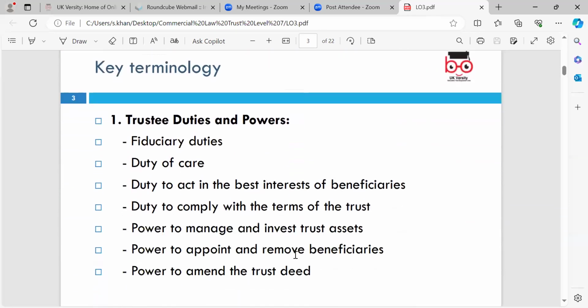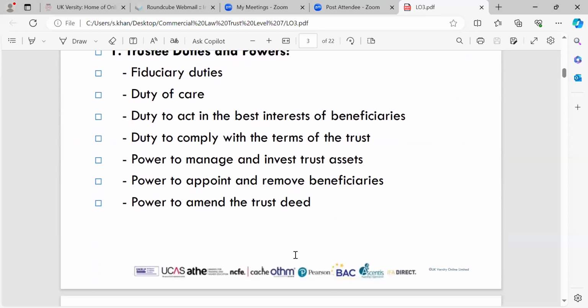Key terminology, so we looked at trustees, duties, and powers, fiduciary duties, duty of care, duty to act in the best interests of beneficiaries, duty to comply with the terms of the trust, and power to manage and invest trust assets, power to appoint and remove beneficiaries, and power to amend the trust deed.